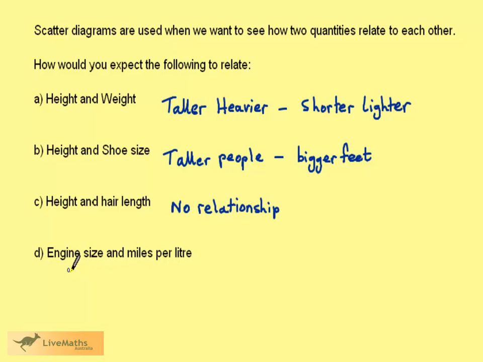Engine size and miles per litre for a car. If you have a larger engine, you would expect that it uses more petrol. If it's going to use more fuel, then the number of miles per litre is going to be less. So in this case, the larger the engine, the fewer miles per litre you would expect to see.